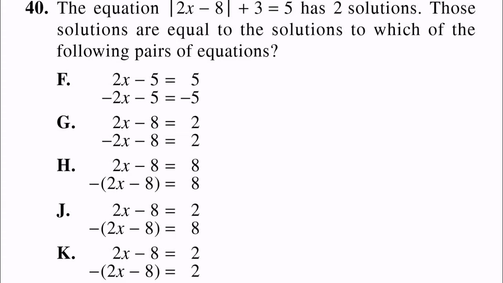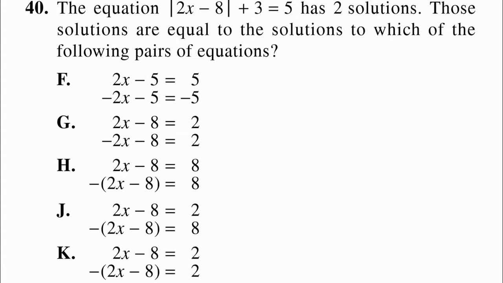Our last question for this video, number 40. The equation absolute value of 2x minus 8, plus 3, equals 5 has two solutions. These solutions are equal to the solutions to which of the following pairs of equations?